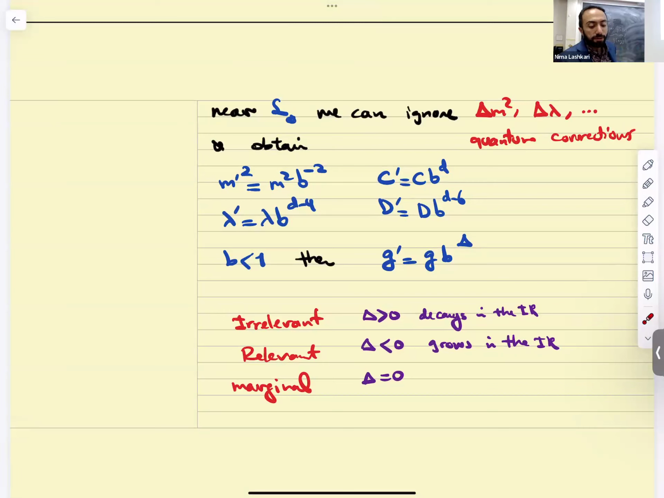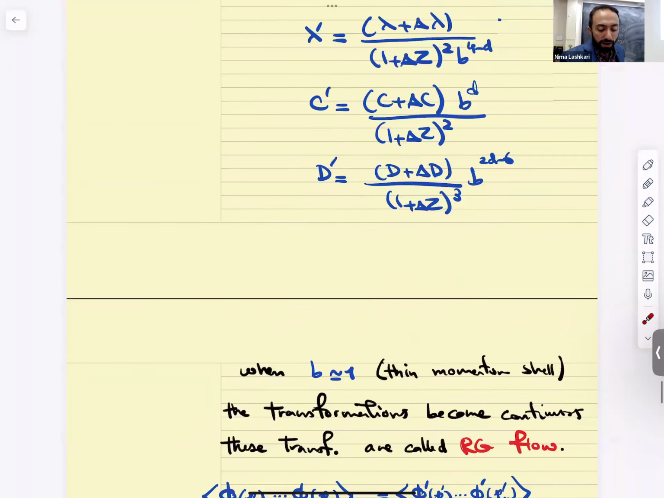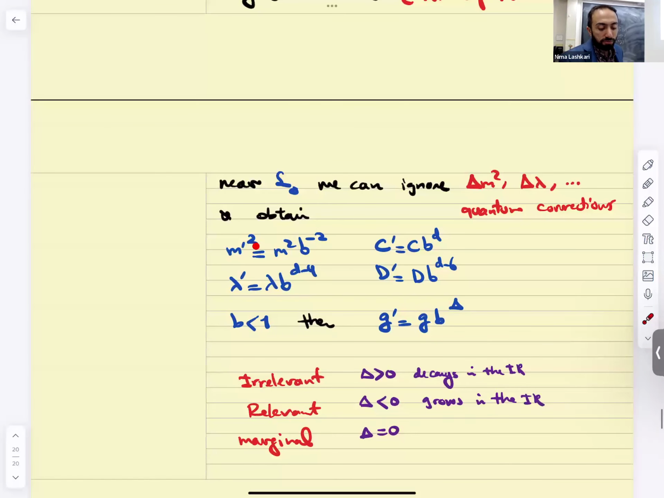Now, near L0, you could ignore these corrections because these are lambda corrections. What you find is that you can solve these equations, and basically m prime squared is m squared times b to the power 2 minus 2, lambda prime is similar, and that's all you find. This is nothing but that naive dimension counting we were doing at the beginning of renormalization. It seemed so random at the beginning, but we're just recovering that. And this is the analysis.